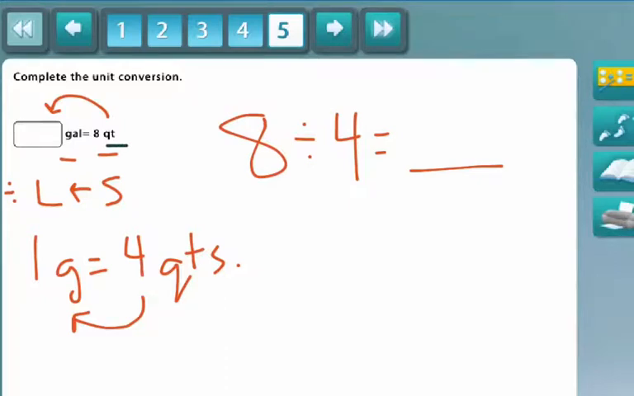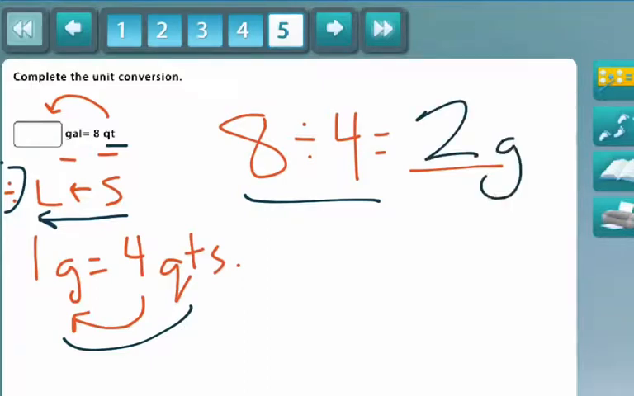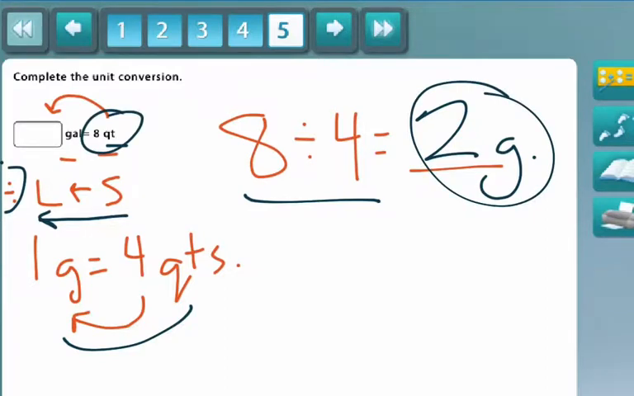Problem number 5, they're asking you to convert quarts into gallons. So a quart is smaller than a gallon, so you're going from a smaller unit to a larger unit. You're going to use division. Remember, there are 4 quarts in 1 gallon, so 8 quarts divided by 4 quarts equals 2 gallons. So 2 gallons is the same as 8 quarts.